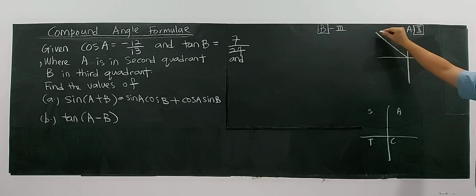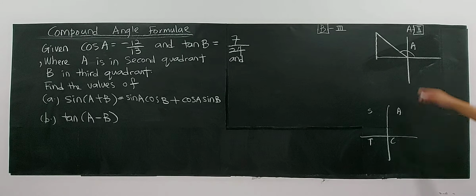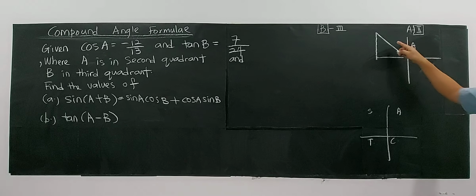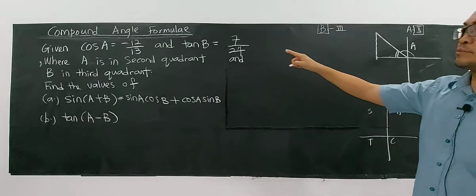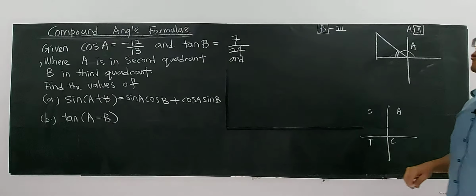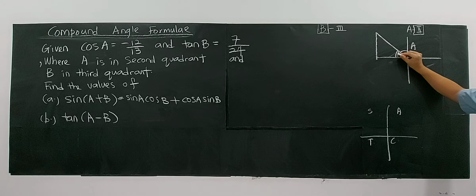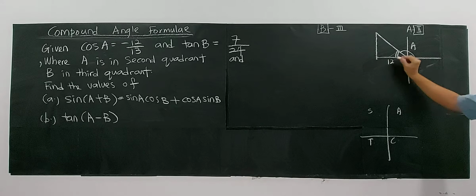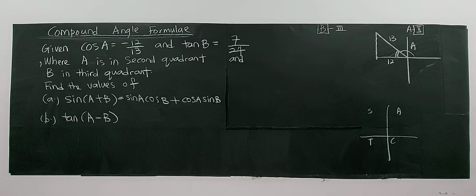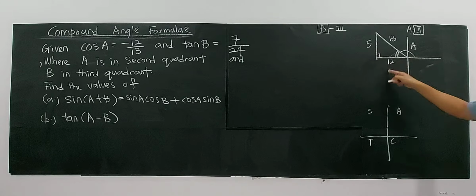So you will use this triangle here, because A is here. If you want to find the values, you know that A is in the second quadrant, so we use its supplementary angle to evaluate. Then you know that cos A is 12/13, right? So we use the supplementary angle here. Cos is adjacent over hypotenuse, right? Based on the Pythagoras theorem, this will be 5. You're very familiar, 5, 12, 13.